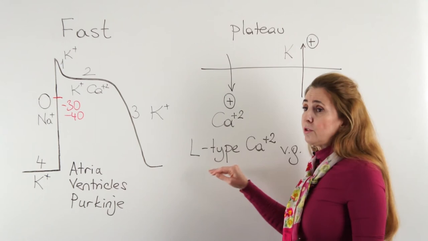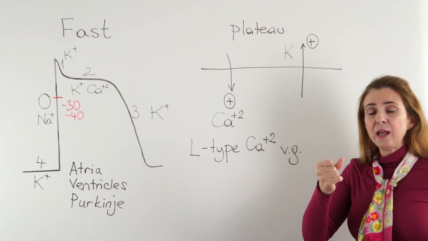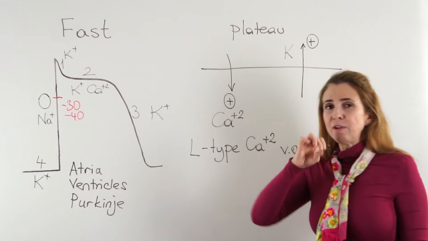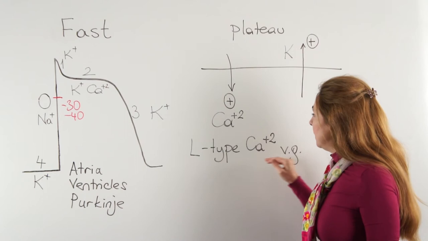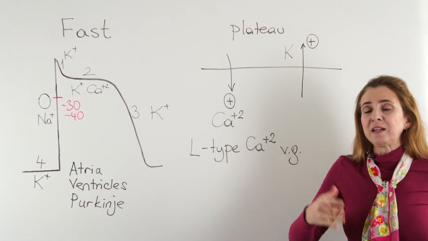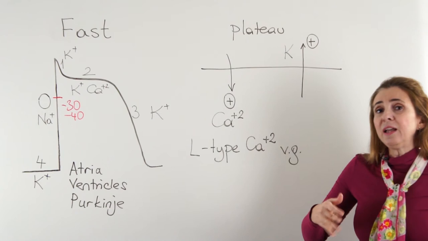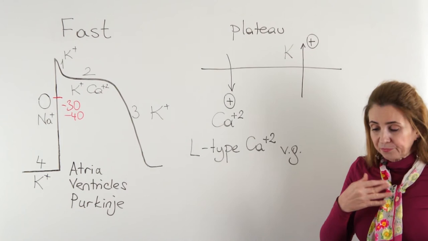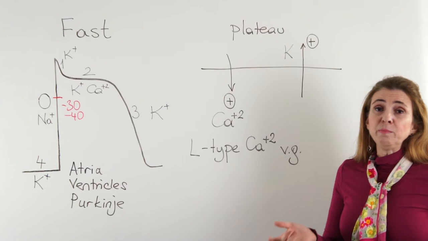The voltage-gated sodium channels open in just 1 millisecond, and they stay open for only a few milliseconds. They are rapidly activated and rapidly inactivated, but voltage-gated L-type calcium channels are slower. It takes a few milliseconds for them to be activated, longer than the voltage-gated sodium channels. And then when they are activated, they stay open for a longer time, which can be measured by hundreds of milliseconds.